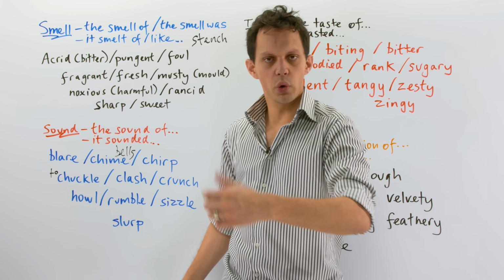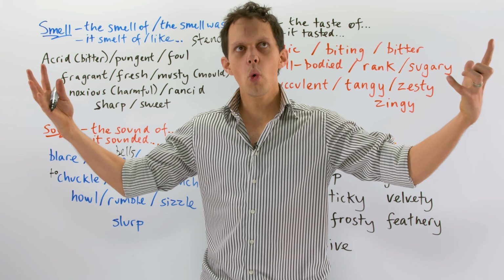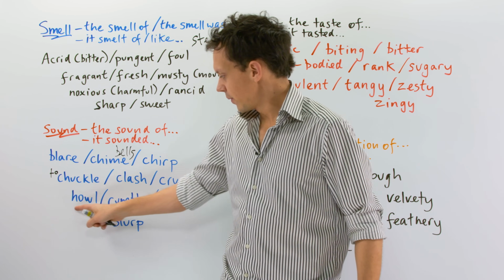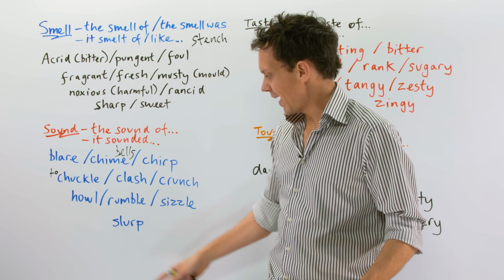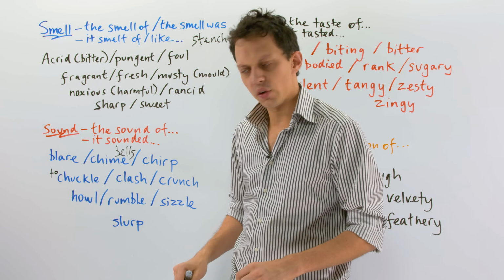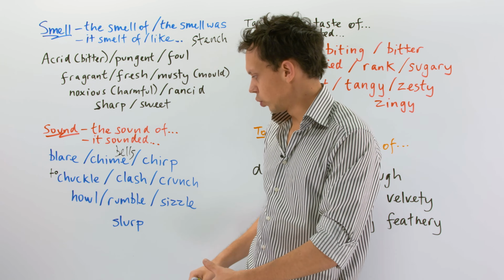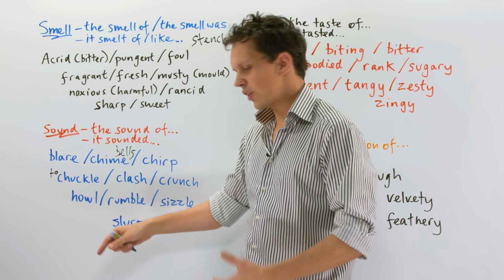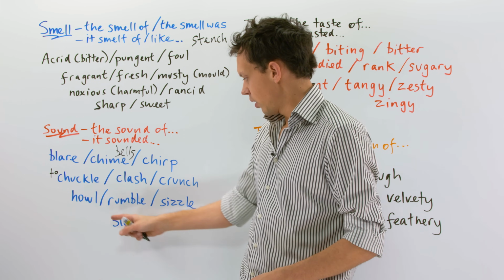Howl. Maybe a dog or a wolf is going, howl. Okay? So it's slightly onomatopoeic. The sound and the meaning are quite close together. Howl. Yep. It suggests what is happening with that word.